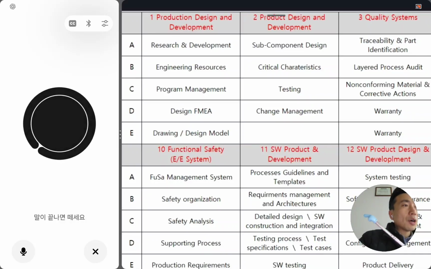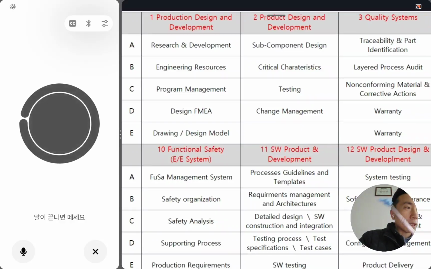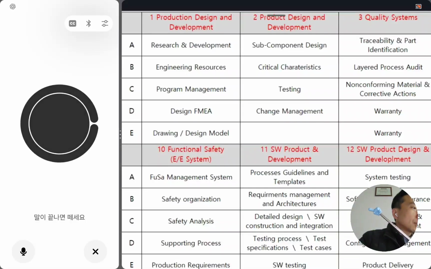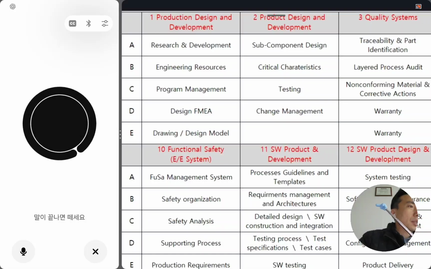Number 16. How do you collect and reflect lessons learned from critical characteristics issues in previous projects?